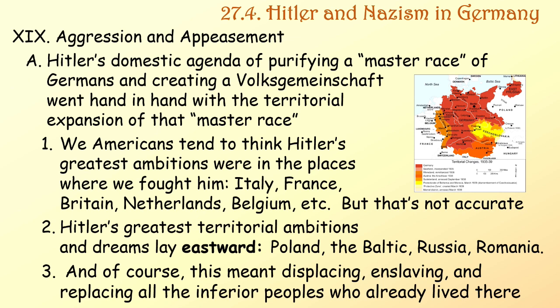Aggression and appeasement. Hitler's domestic agenda for purifying a master race of Germans and creating a Volksgemeinschaft went hand in hand with territorial expansion of that master race. We Americans tend to think Hitler's greatest ambitions were in the places where we fought him: Italy, France, Britain, the Netherlands, Belgium, etc. But that's not accurate. Hitler's greatest territorial ambitions and dreams lay eastward: Poland, the Baltic, Russia, Romania. And of course, this meant displacing and enslaving and replacing all the inferior peoples who already lived there.